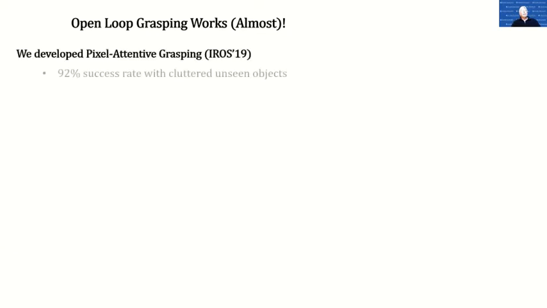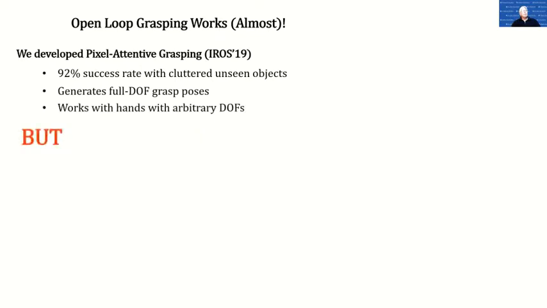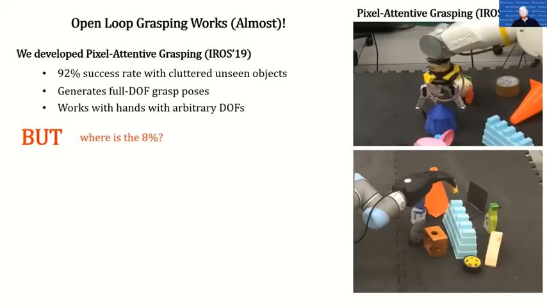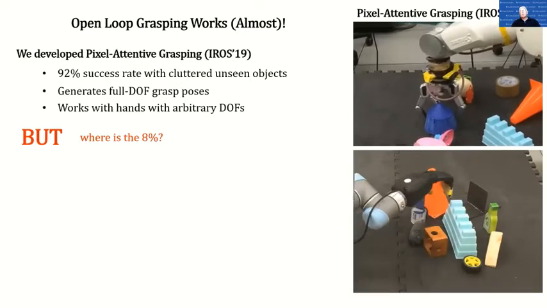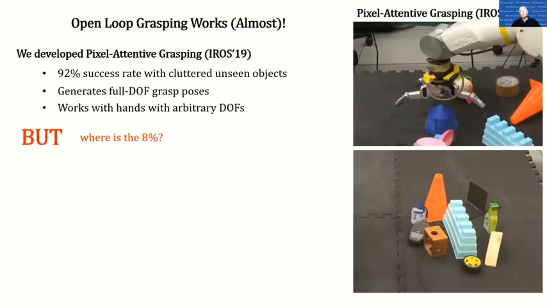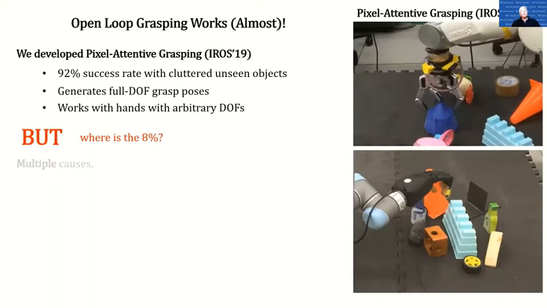So it works almost. And again, with 92% success rate and all these things, it works with arbitrary hands, but it still has an 8% error. Okay, you can see some examples of that here. Here you see a slipping off a cup, and here you have calibration error on the bottom, and it misses it with a different hand that we're using.